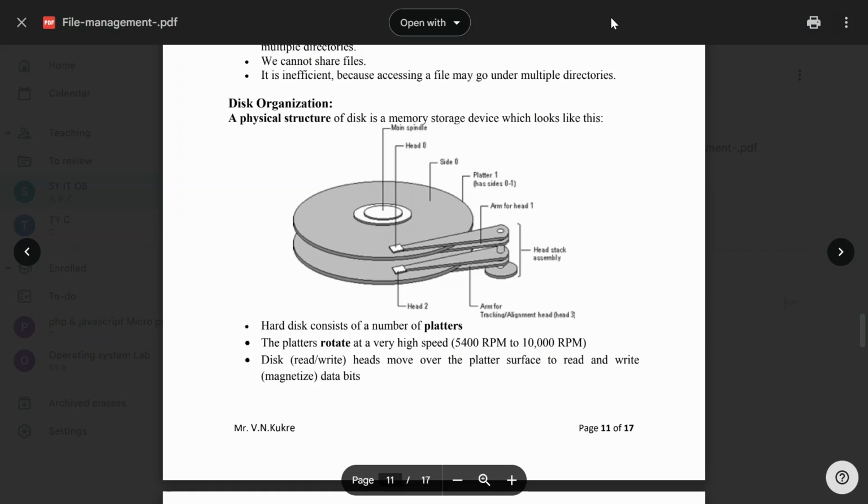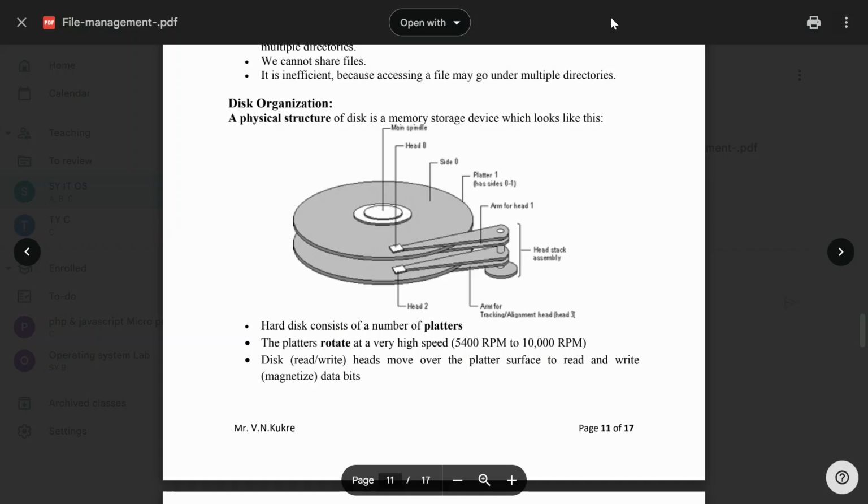Hello everyone. Now we are going to see the disk organization, that is the physical structure of the disk. A physical structure of disk is a memory storage device which looks like this. We can see the diagram of this physical structure.